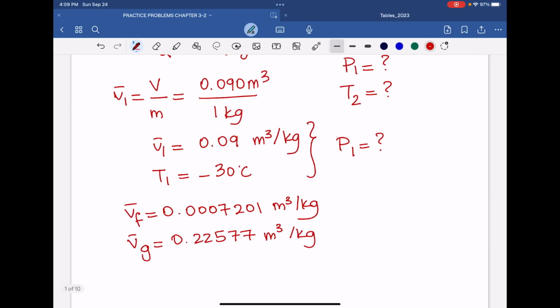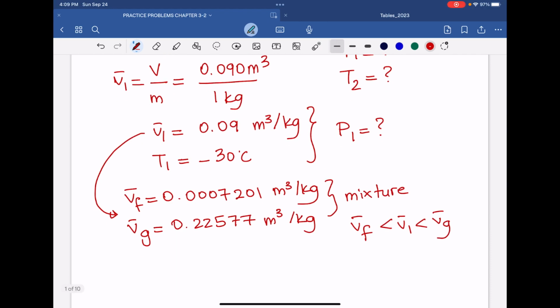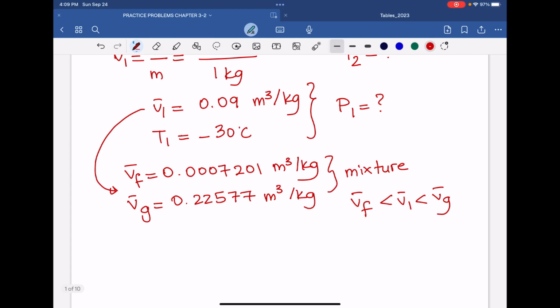Okay, when I compare my specific volume with these values of saturated liquid and vapor specific volumes, I notice that the volume fits in between. That means I have a mixture, right? Because our specific volume at the first state is in between VF and VG. That means at the first state we have a mixture. Okay, good.